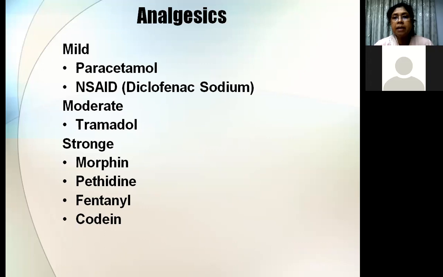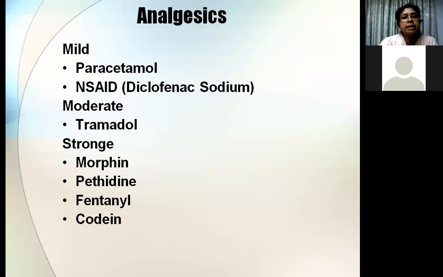And mild ones are used when the pain is mild. Moderate ones are used; mild and moderate can actually be used together in the post-operative period. But strong ones are used in the post-operative period as well as the pre-operative period if the pain is very severe, or the strong ones are invariably used during the intraoperative period, right? So let's see what these analgesics are.